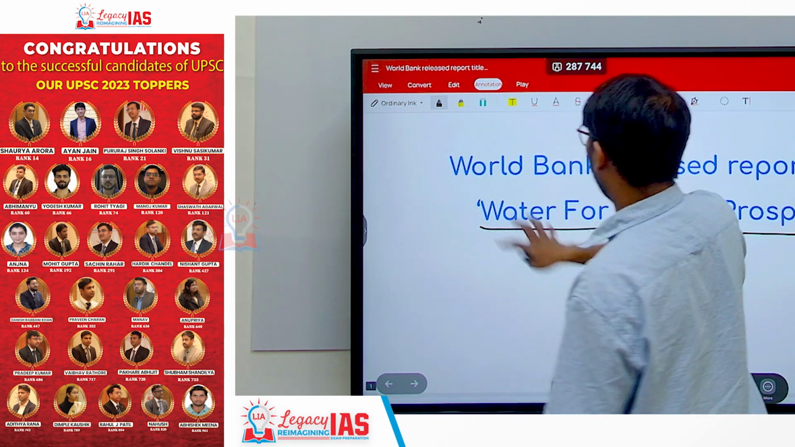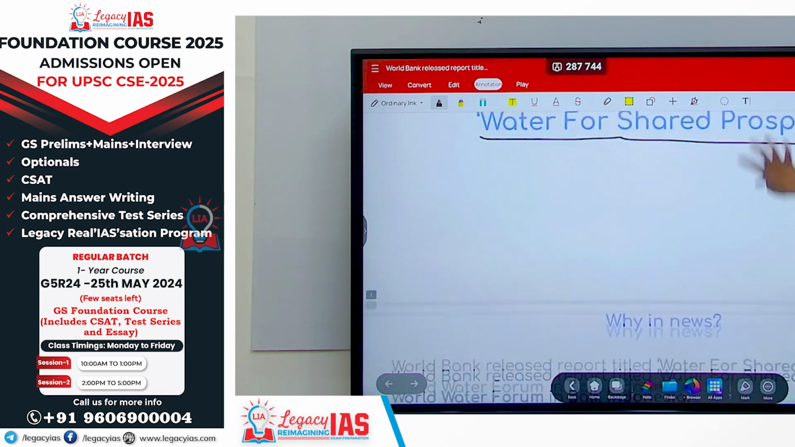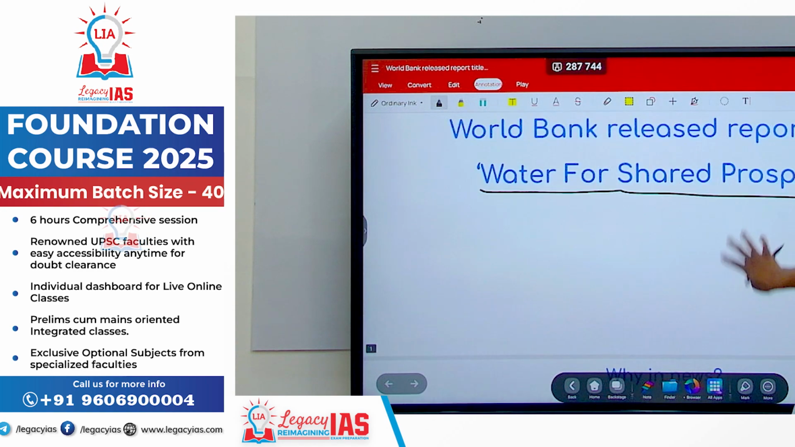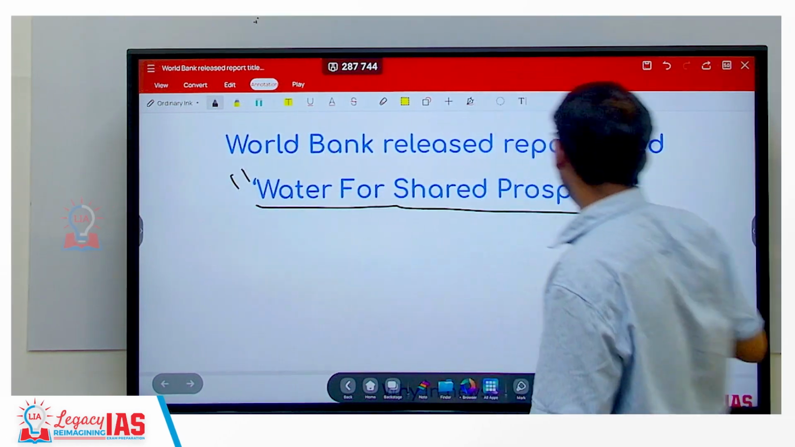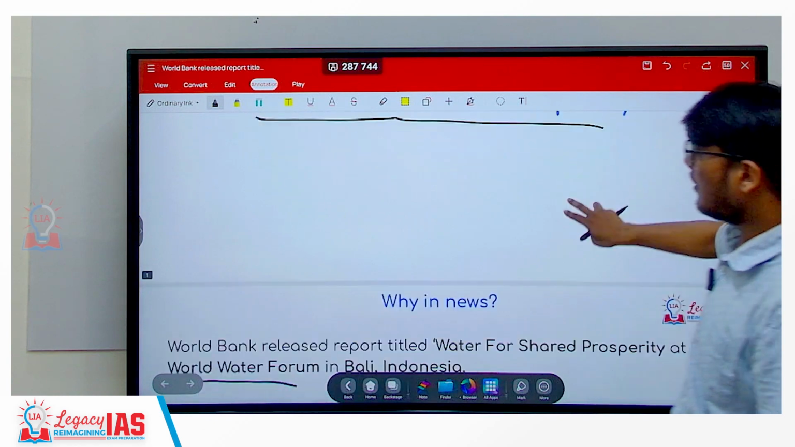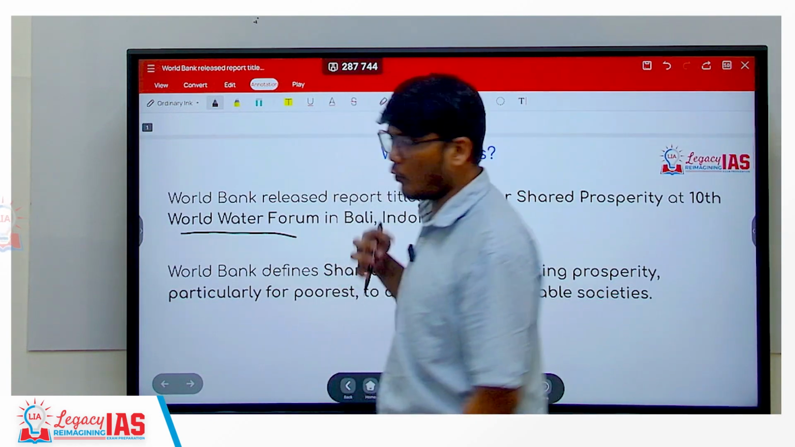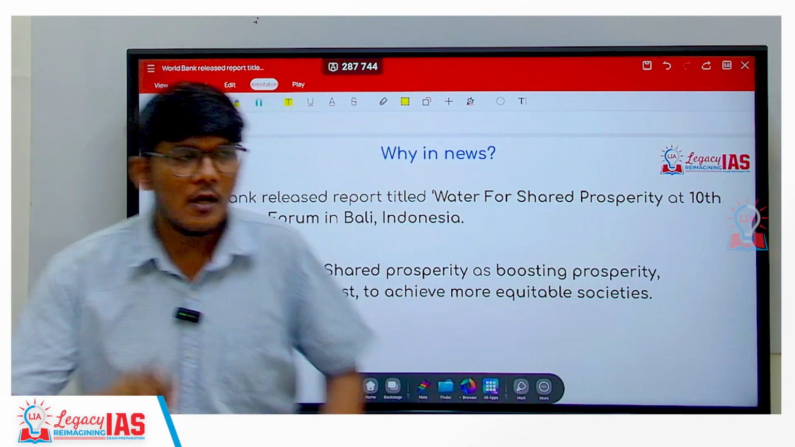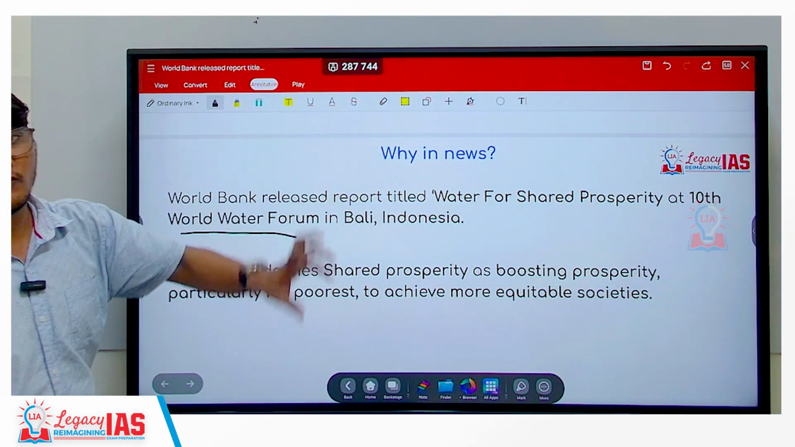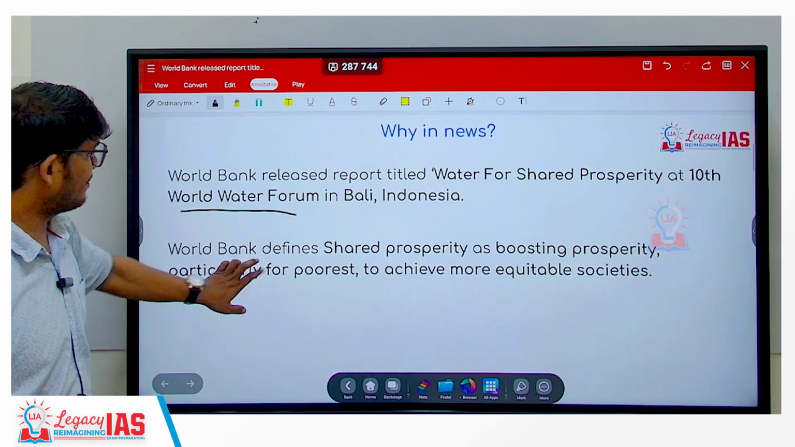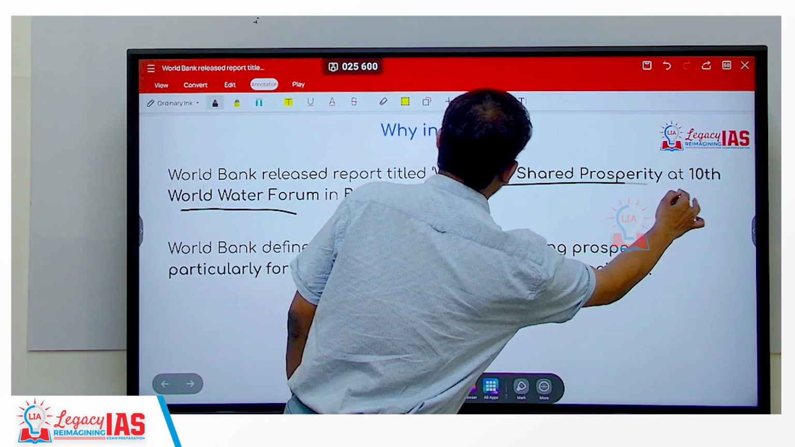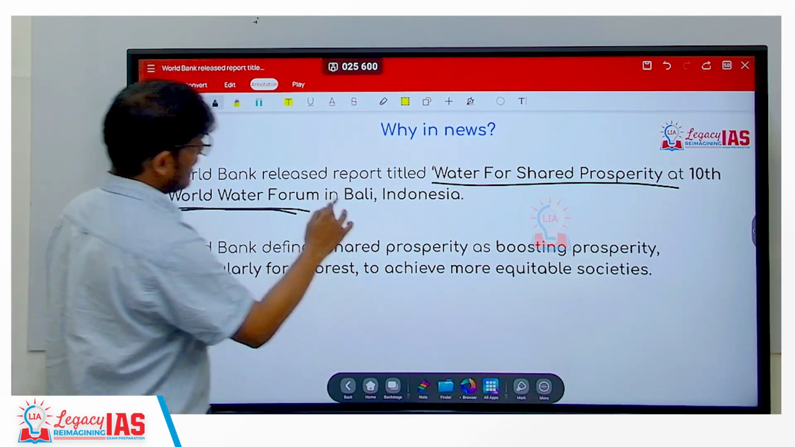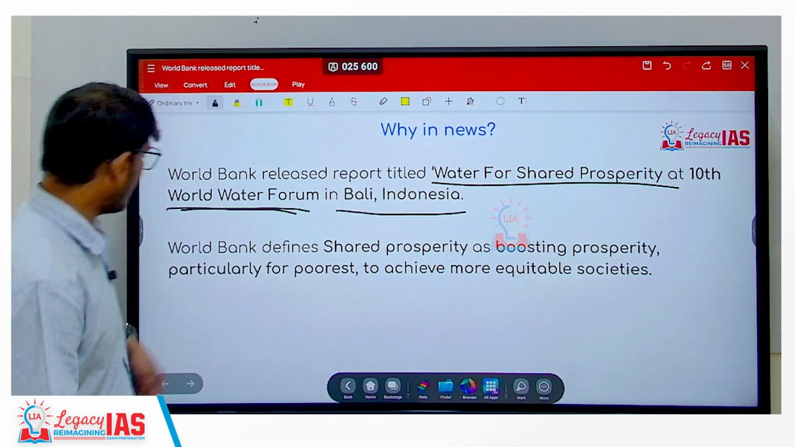So now here, during the World Water Forum, this particular report, Water for Shared Prosperity, was released. Now let us look at what this report is all about. What does it talk about? What are the key findings of the report, and anything and everything with respect to this report which is important for our examination. So this particular report was released at the 10th World Water Forum. So this becomes important, which took place in Bali, Indonesia, right?